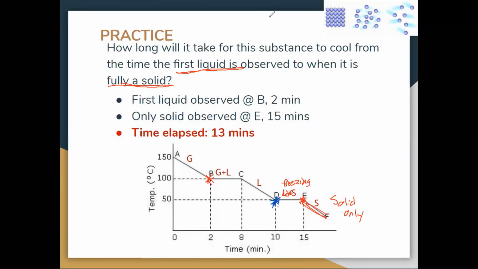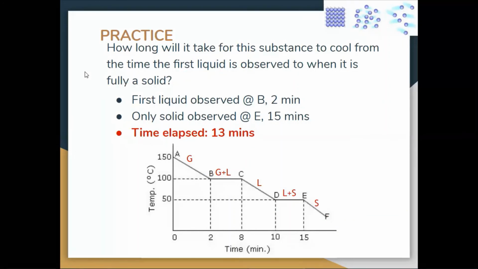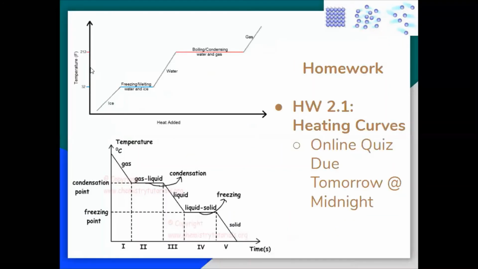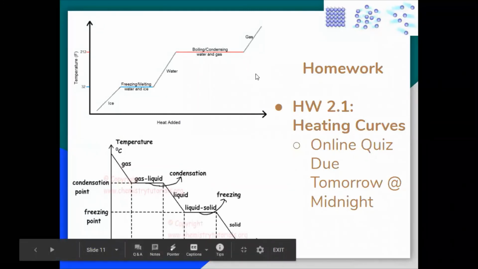And otherwise, that's it for today. I'm finishing early on purpose, so you have time to start this. You have homework. It's an online quiz, just based on reading heating and cooling curves. That's due tomorrow, Friday. But remember, you have 2 attempts. So we definitely have time now to make sure we get at least 1 attempt in. And that is it for today.